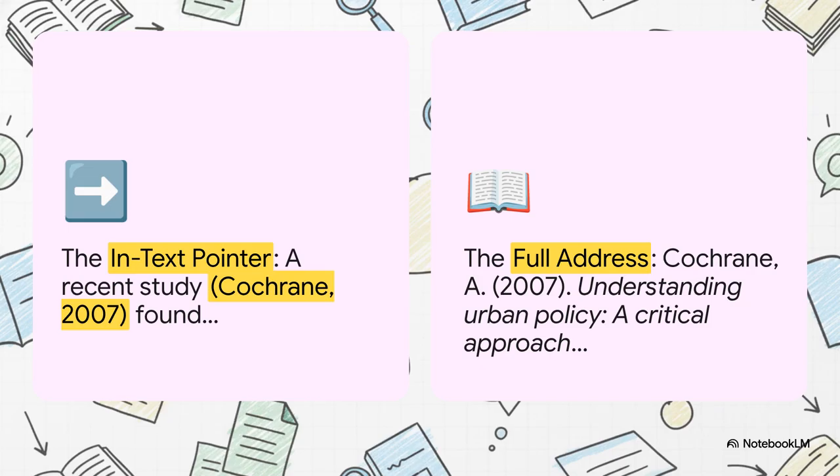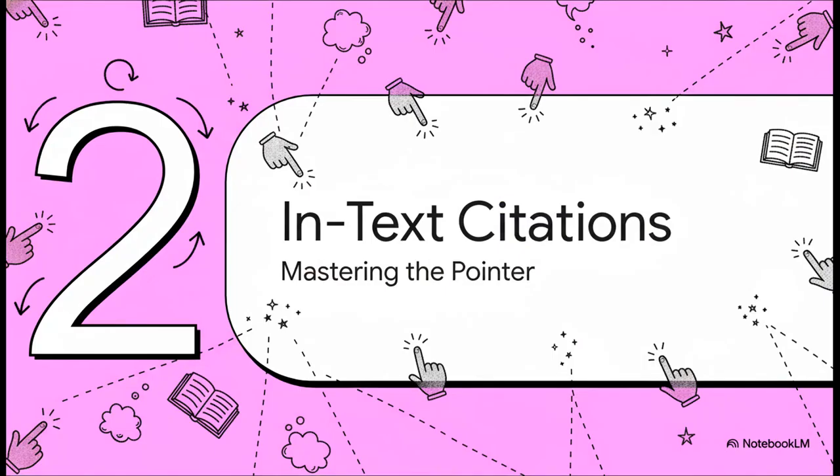On the left, you've got what I call the in-text pointer. It's just a quick little signpost: author's last name and the year. Then on the right, you have the full address. This lives in your reference list at the end and has all the info anyone would ever need to find that exact source. See how it works? The pointer in the text leads you directly to the full address in the back. Simple, right?